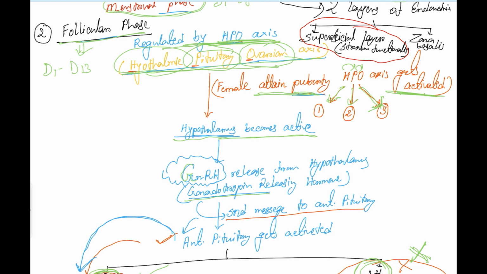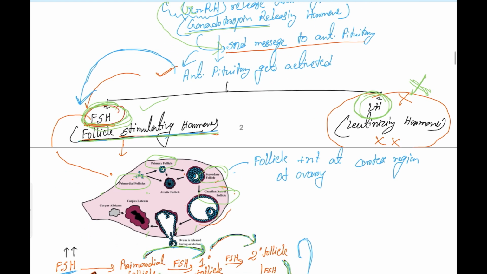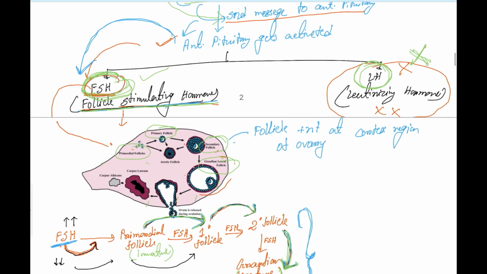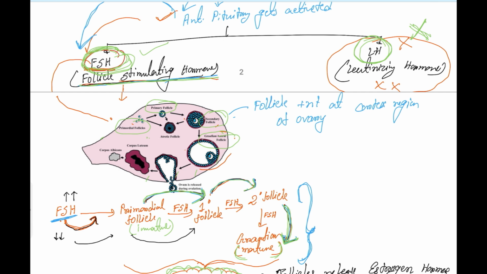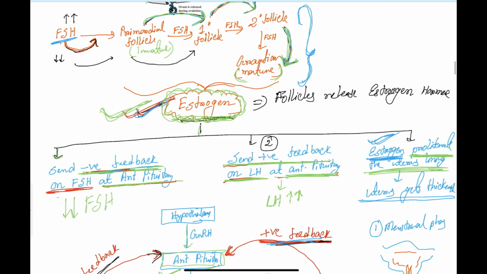So what do you understand through this follicular phase? The follicular phase is initiated by your HPO axis. The hypothalamus secretes GnRH. GnRH sends the message to the anterior pituitary. As a result, the anterior pituitary secretes FSH. FSH means follicle stimulating hormone. In the name itself, it is mentioned that this is the kind of hormone which stimulates the follicle. After getting stimulation, what will those follicles do? They will secrete estrogen.